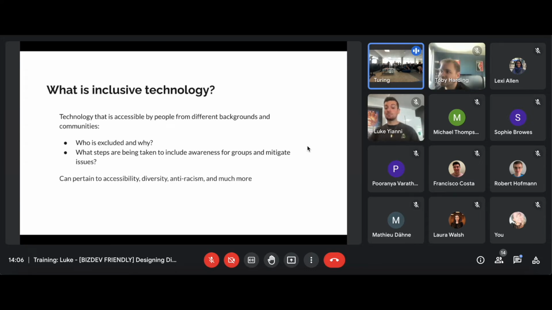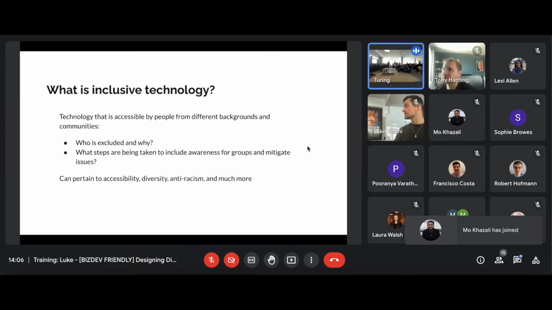It can pertain to accessibility, diversity, anti-racism, and much more. I think there's a whole bunch of things that are included in this branch that's not abundantly clear. I probably won't have a whole holistic explanation of everything because I'm not as good as other people at explaining these sorts of things, but there's a whole bunch of different branches there: inclusivity, accessibility and diversity.